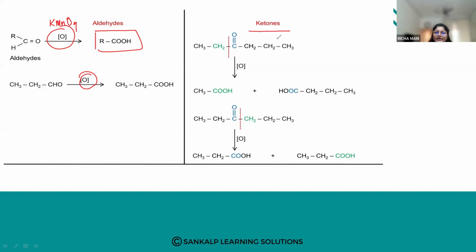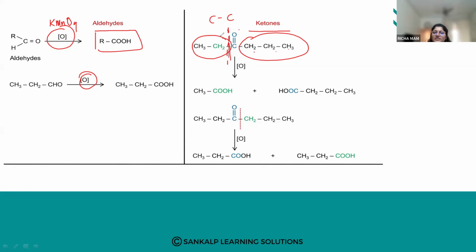Then again, I have taken a ketone here. So what am I going to do with the ketone? You can see this is one group and this is another. I am going to do oxidation. What am I going to get? The cleavage will take place at the C-C bond. So here the C-C bond cleavage takes place. What happens? One product is CH3 COOH, another is CH3 CH2 CH2 COOH.